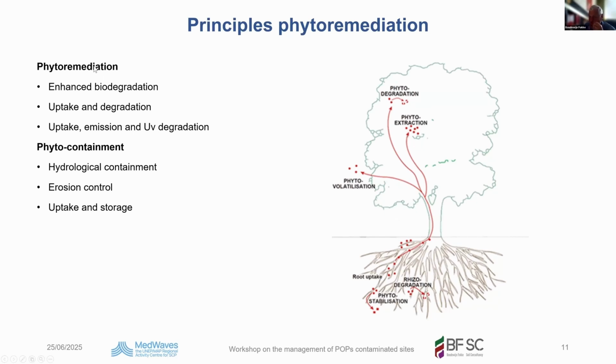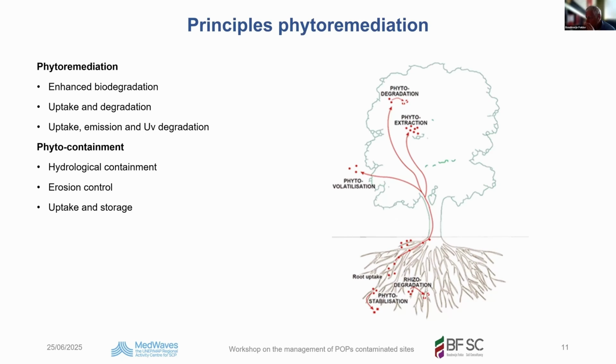Phytocontainment: you have your phytoremediation, so the breakdown of the contaminants, but phytocontainment is also that the contaminant is not being degraded but held on the site, controlled. It's hydrological containment, erosion control, and uptake in storage. Hydrological containment means that the plant is asking for water, and so the contaminated water is being abstracted. So the groundwater flow is being reduced, and that's hydrological containment.